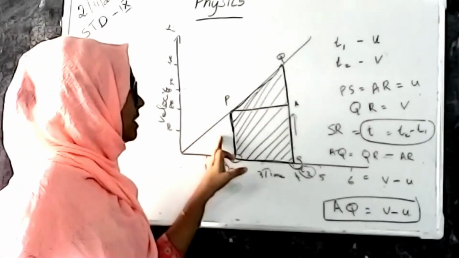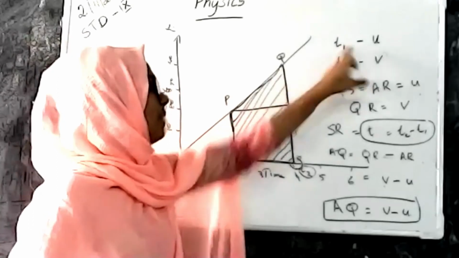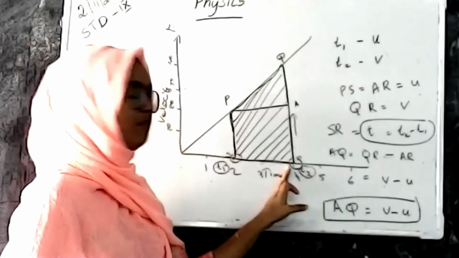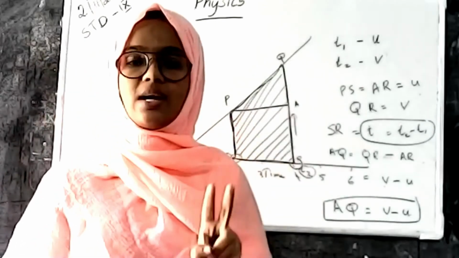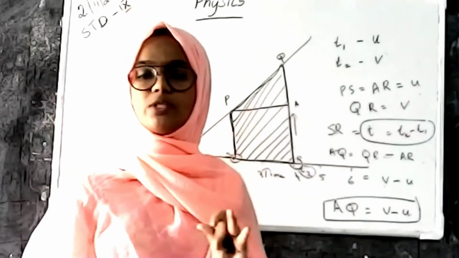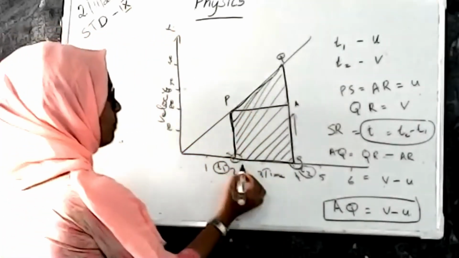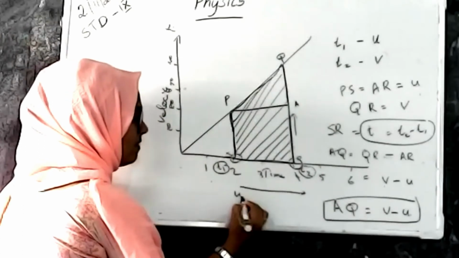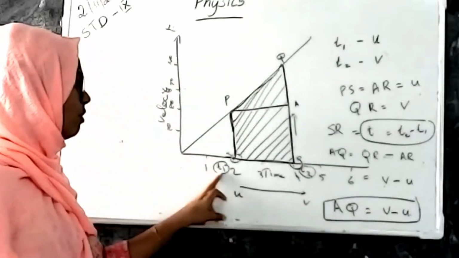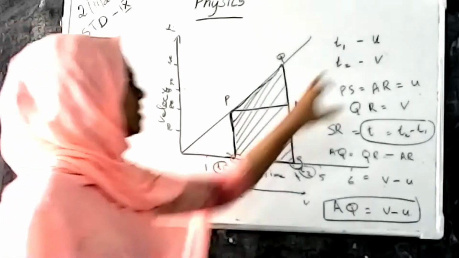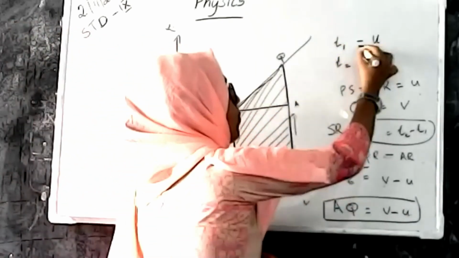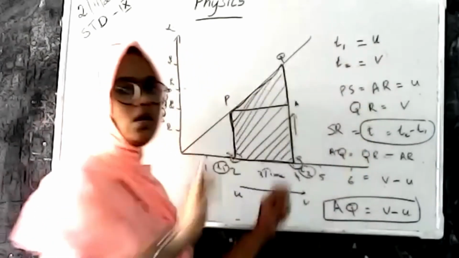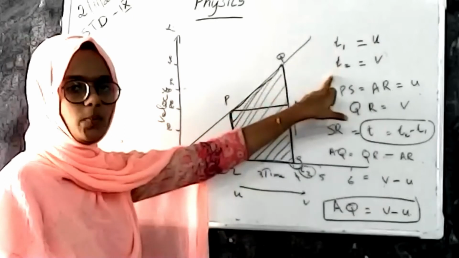Assume that this trapezium has T1 at point S and T2 at point R. These two are taken as the initial and final velocity of a body. A body is moving from T1 to T2, so it has an initial velocity and a final velocity. T1 is the initial velocity, that is T1 equals U, and T2 is the final velocity and it is taken as V.